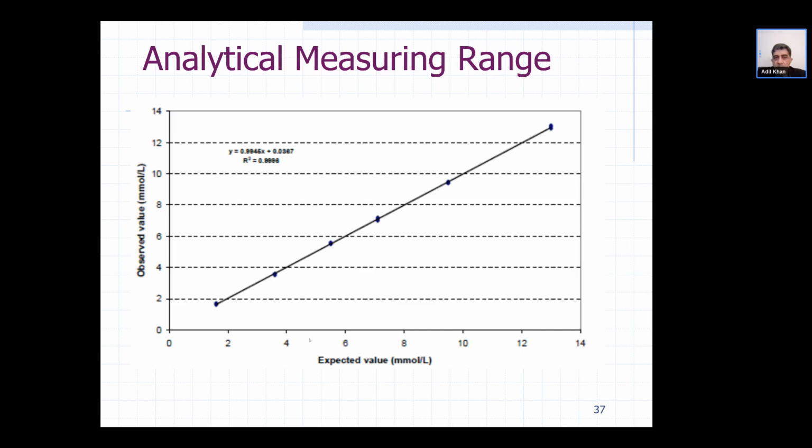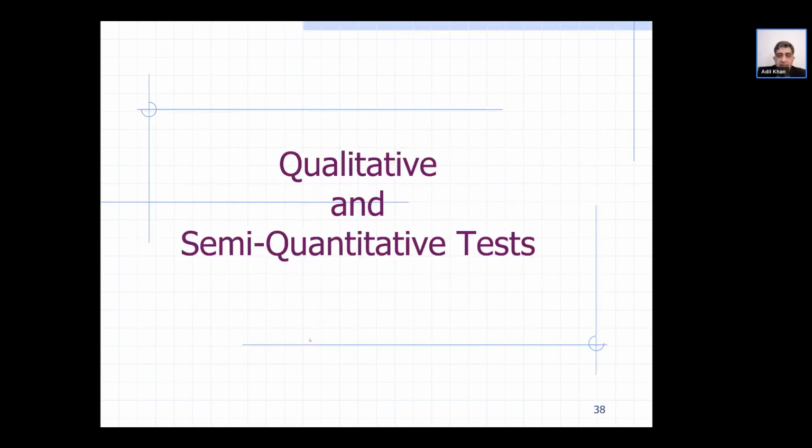The next step that you need to do is a linearity evaluation, to make sure that the instrument will report results in a linear fashion over the analytical measuring range of the instrument. Here you would run different concentrations, you would run assigned values, and you would see if you can get the correct result, and it should be linear. So those are quantitative point of care tests.